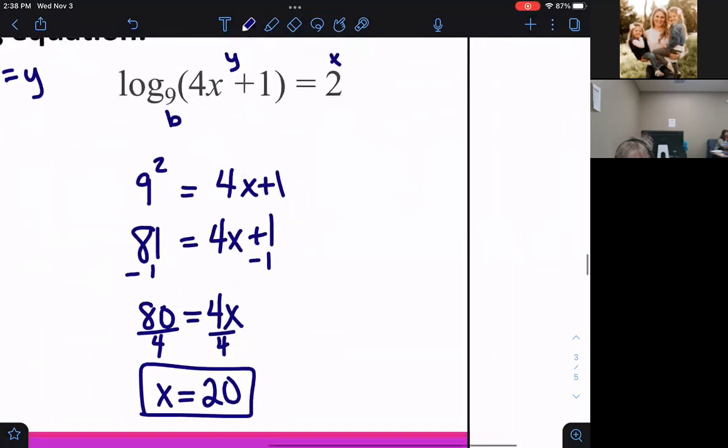So for this one, hopefully you rewrote this as 9 squared equals 4x plus 1, or 4x plus 1 equals 9 squared. Either way there. Then you're going to take 9 and square it. 9 squared is 81. Subtract 1 from both sides. That's going to give you 4x equals 80. And then you're going to divide both sides by 4 to get a final answer of x equals 20.